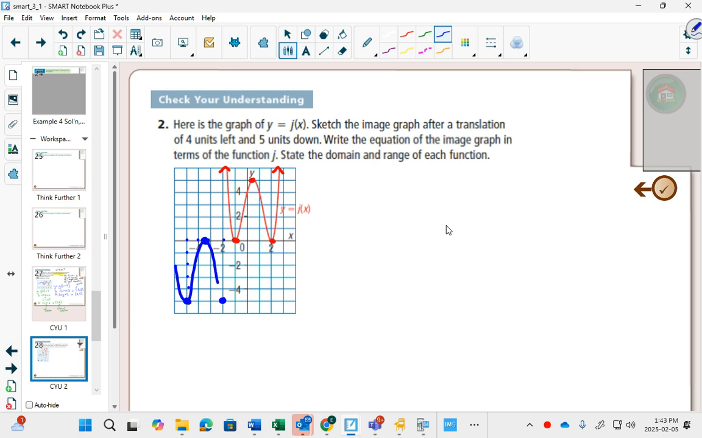Then I'll draw as best of my ability. Put arrowheads on the end of this. This will be the graph.